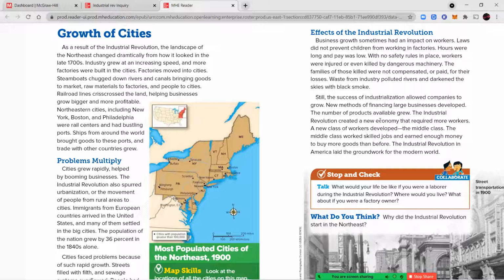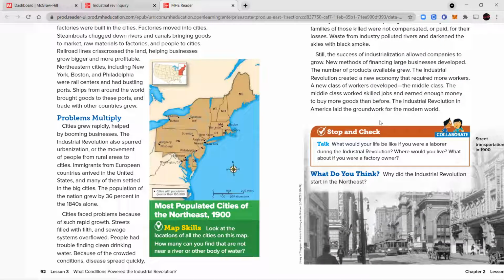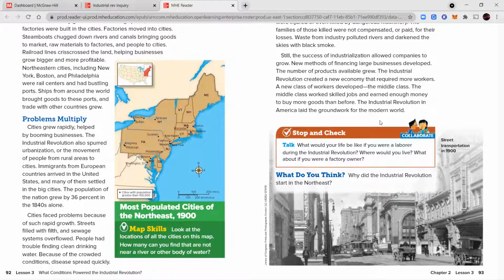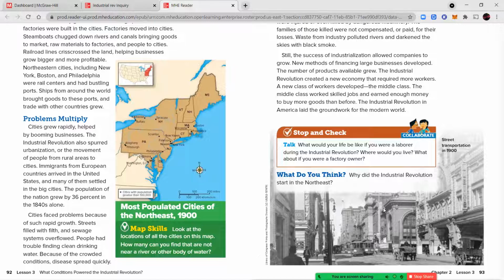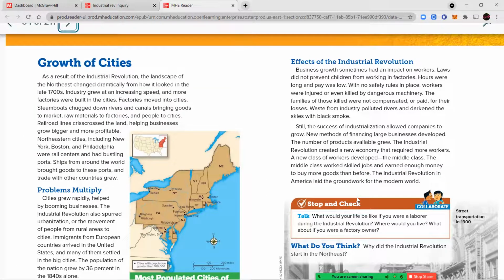The Industrial Revolution in America laid the groundwork for the modern world. And down here at the bottom, we can see different kinds of street transportation in the 1900s. Now let's think about what we read in this section.